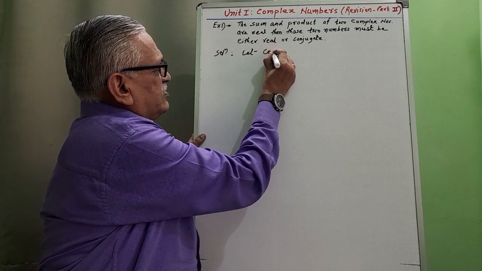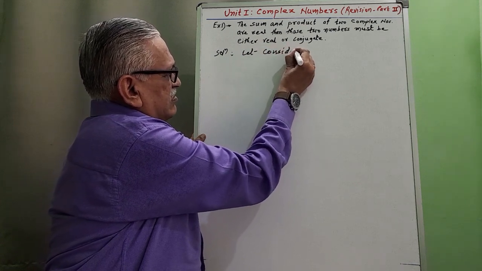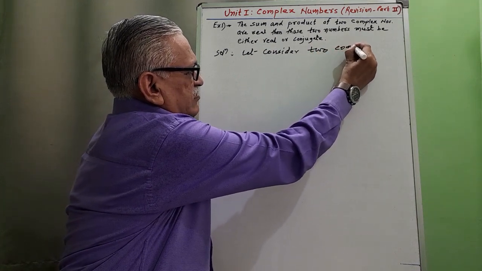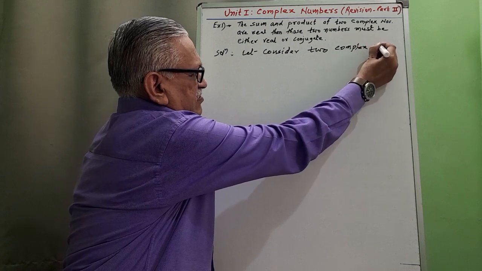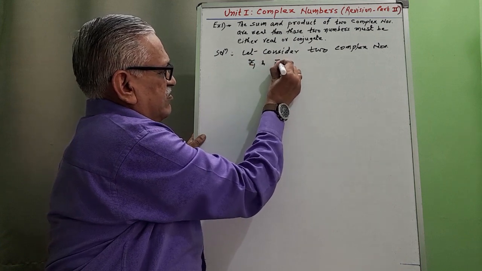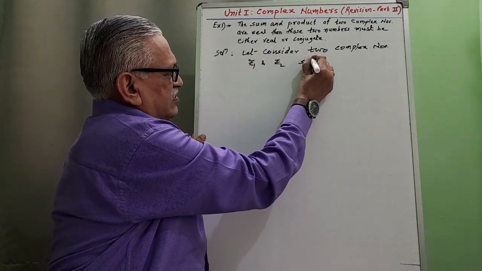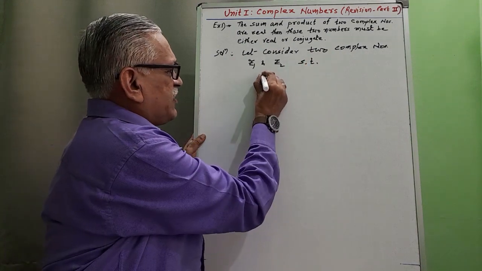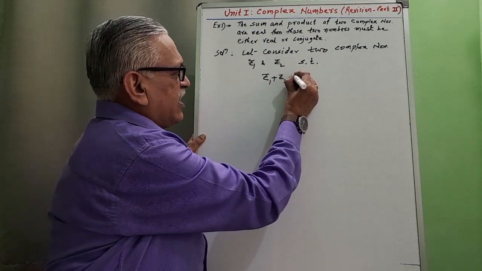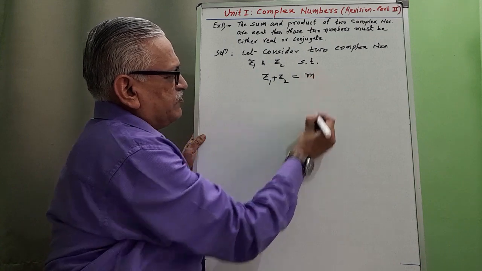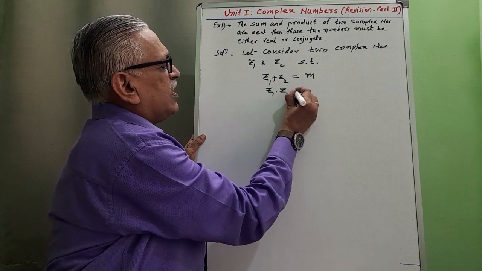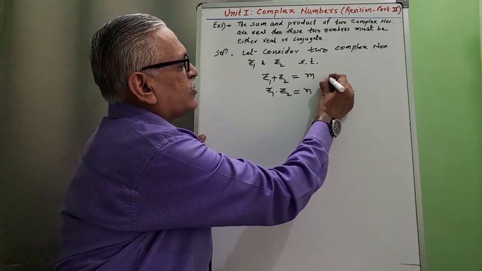let's consider two complex numbers Z1 and Z2, such that the sum of the two, Z1 plus Z2, is a real number, suppose M, and the product of those two numbers, Z1 into Z2, is another real number N. Both are real.